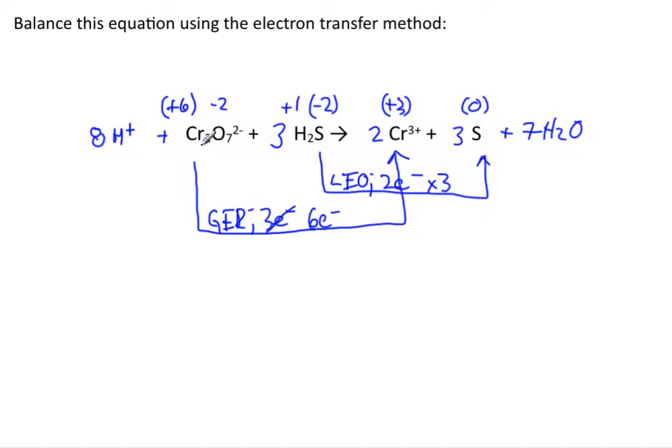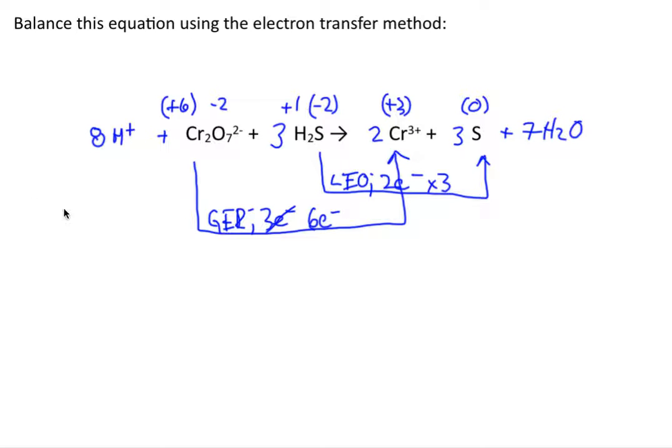And so let's check it. 2 times chromium, 2 Cr, 2 chromiums. Hydrogen, 8 times H, 8H+, 6H is 14, 14H on the right. Oxygen, 7 oxygens, 7 times oxygen. Sulfur, 3 times sulfur, 3 sulfur. Balanced by mass. But we have quite a few charges here.